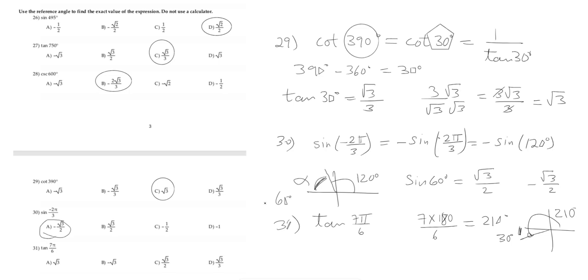And tangent 30 is root 3 over 3. But the sign, what's the problem with the sign? Ah, nice. Tangent in the third quadrant is positive. So this is the answer, root 3 over 3, D. End of the story. Very well.